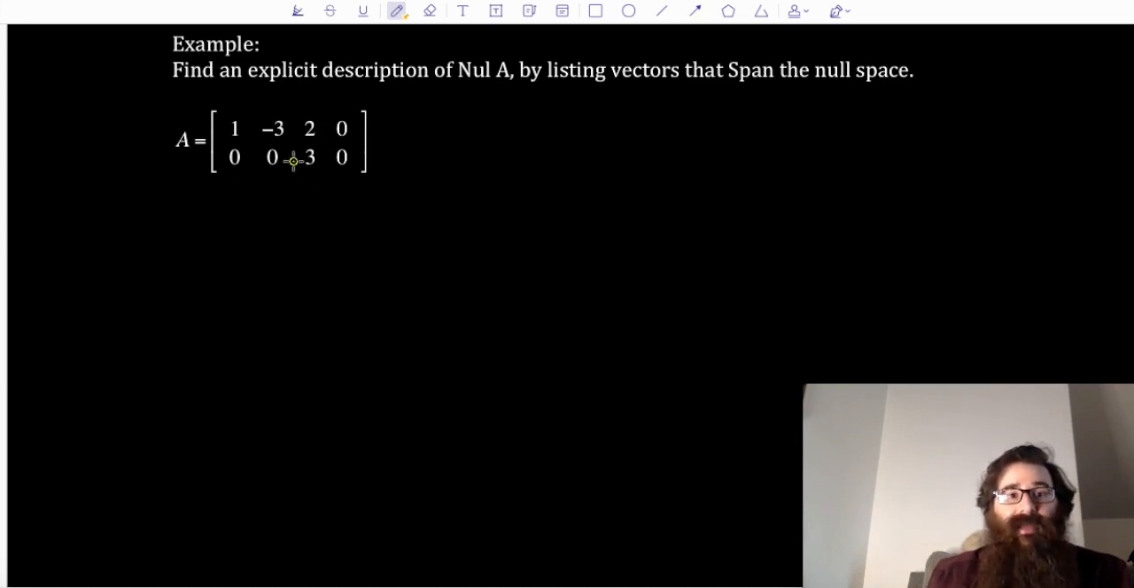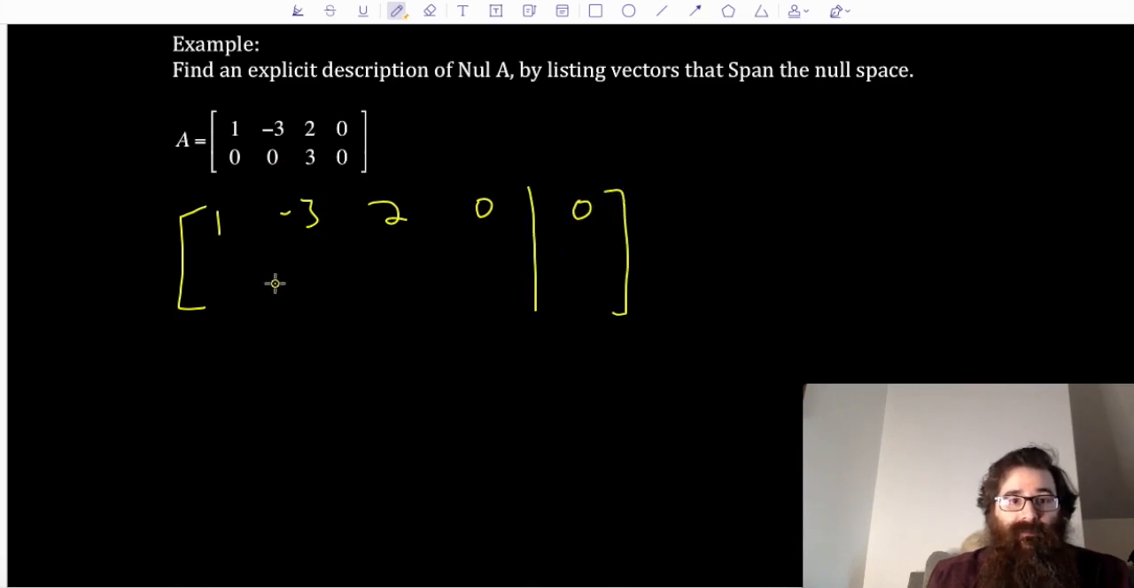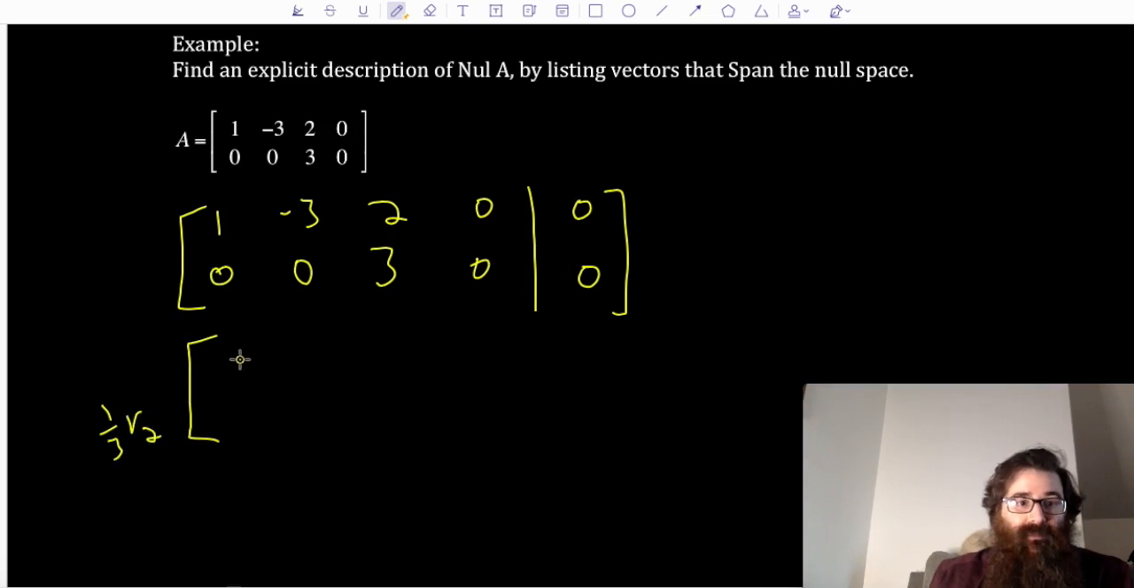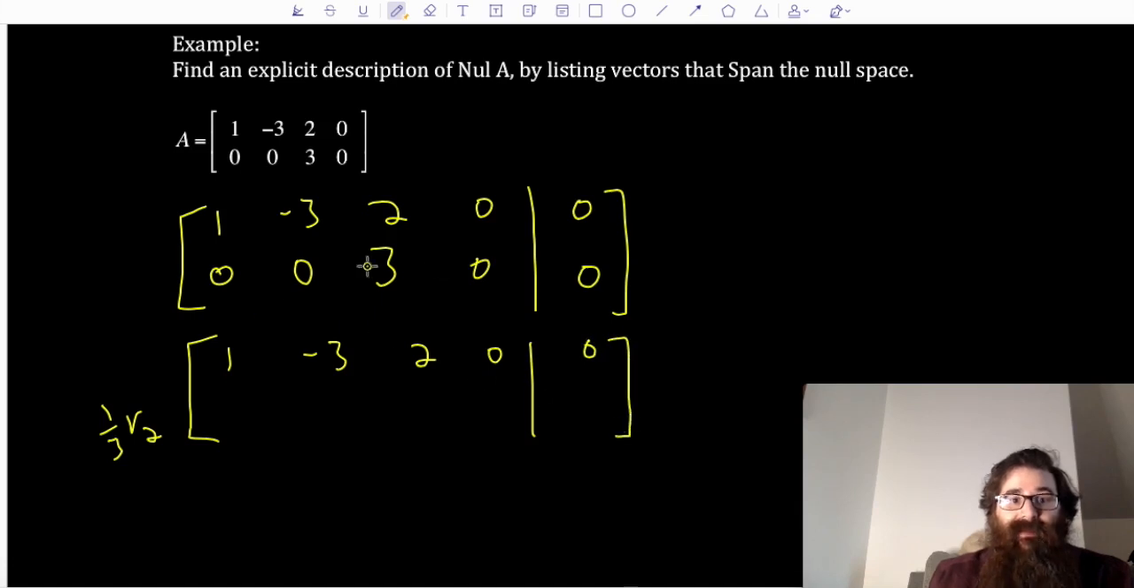So I'm given this matrix A, and really all that I want to do is augment this with the 0 vector. So I'll rewrite it as a coefficient matrix, but then I'm going to augment with the 0 vector. And I want to solve this and build a basis. So say, well, what could I do to start? Well, first move I want to make is I want to scale row 2 by 1/3. So I'll rewrite row 1. And then dividing each entry of row 2 by 3, I get 0, 0, 1, 0, augmented with 0.